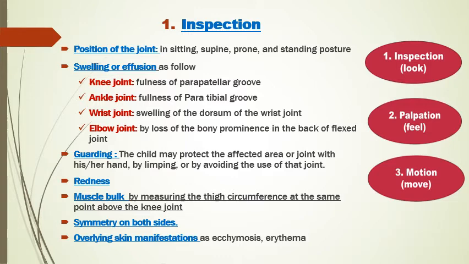Guarding, I notice that the child is avoiding moving his or her joint or limb or holding it by his or her hand. Redness, muscle bulk, by comparing the muscle on each side. When I see a difference in the muscle bulk, I confirm by palpation, which means measuring the thigh circumference at the same point above the knee joint on both sides. Symmetry on both sides and overlying skin manifestation such as ecchymosis or erythema.